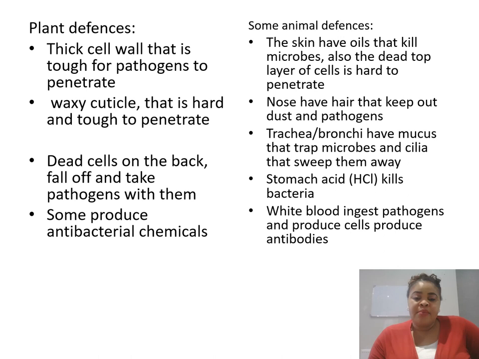For animals, the skin produces oils that kill microbes. Also, the dead top layer of the cells is too hard to penetrate. Nose have hair that keep out dust and pathogens. Trachea, just like the bronchi, they have mucus that traps microbes and cilia that sweep them away. There's acid in the stomach, it's hydrochloric acid, it kills bacteria, and then white blood cells ingest pathogens and produce antibodies. Antibodies are stored away to kill the microbes if they reinfect the body at a future date.